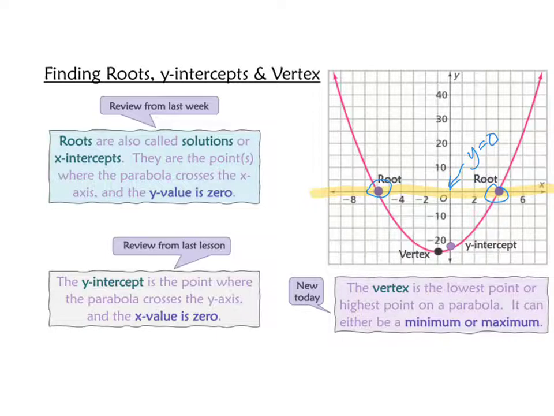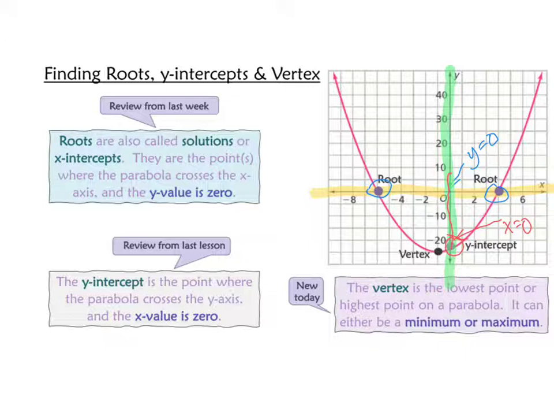The y-intercept is, on the other hand, where the parabola intersects the y-axis. This green line is the y-axis, and here is the y-intercept. I'd like to remind you that at the y-axis, x always equals 0. It goes right through 0, right through there.